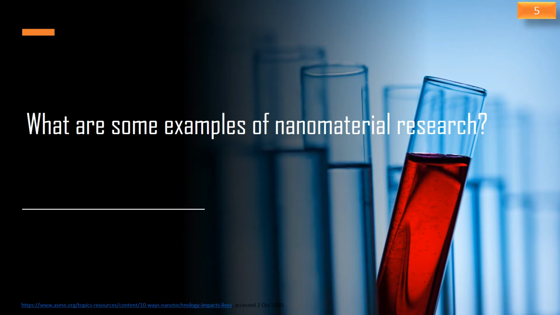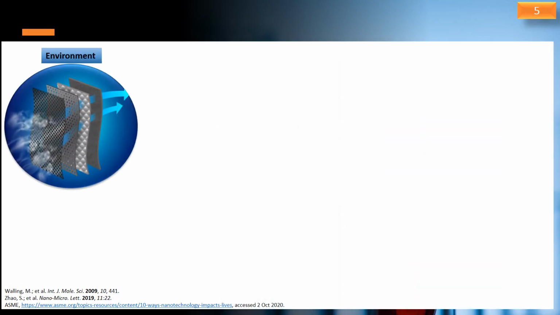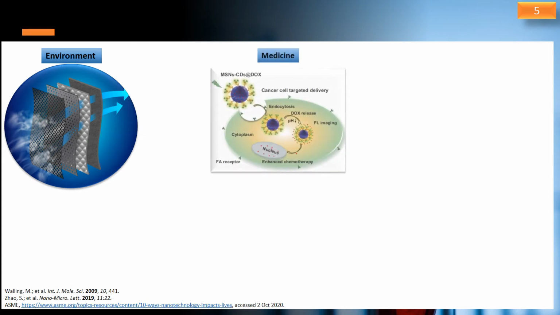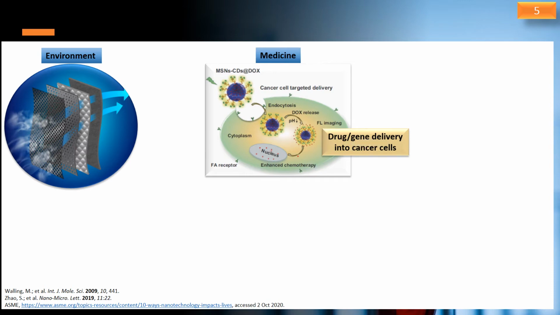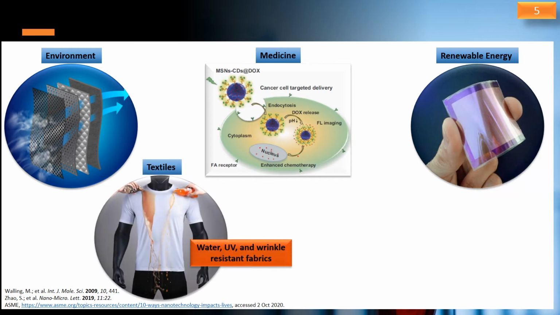When it comes to some examples of nanomaterial research, for the environment, we have more efficient air and water filters. For medicine, probably the most popular area of research right now is looking at nanoparticles and nanomaterials for drug or gene delivery into cancer cells as a sort of alternative to chemotherapy. For renewable energy, this is smaller, more flexible, and more efficient solar panels. For textiles, this is water, UV, and wrinkle-resistant fabrics.